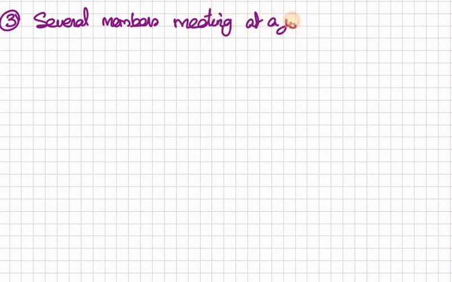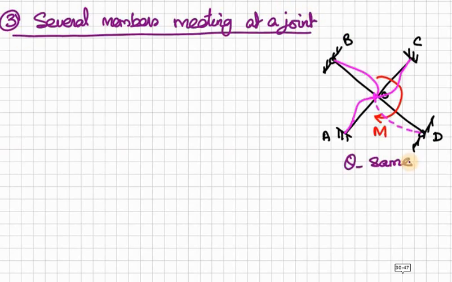Now we will see the next case. If we have more members at a joint, what would be the stiffness factors? So this is the scenario. Here we have fixed support A, fixed support C, this is a hinge support B, this is also hinge support D, and the meeting point is O.